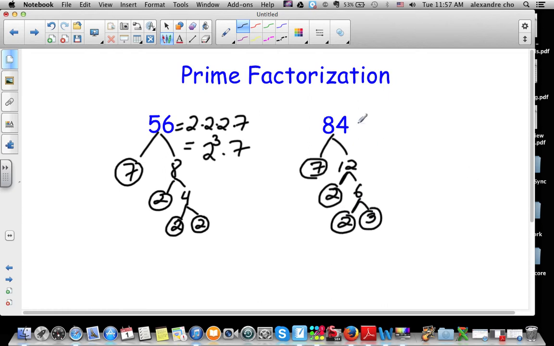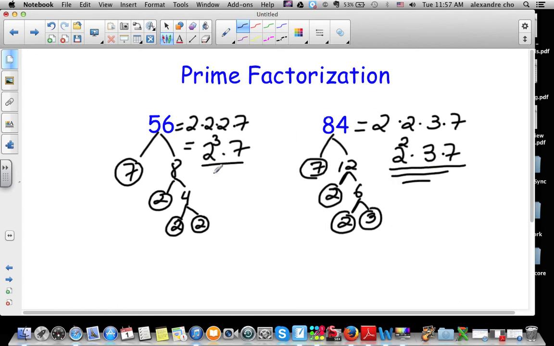So I am done. So another way of saying 84, you can say 84 is the same thing as 2 times 2 times 3 times 7, or 2 to the 2nd power, because it's 2 multiplied by itself twice, times 3 times 7. Okay, always write it in order, from least to greatest. Makes it nice and pretty. That's prime factorization. Okay, it's rewriting a number as a product of its primes.